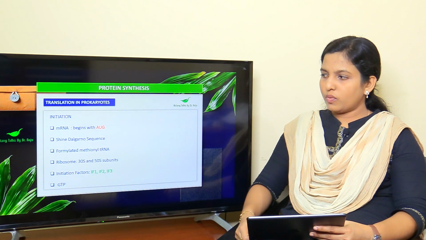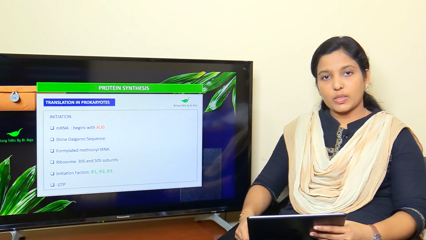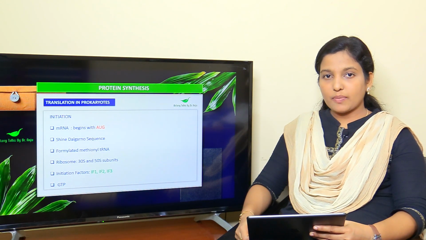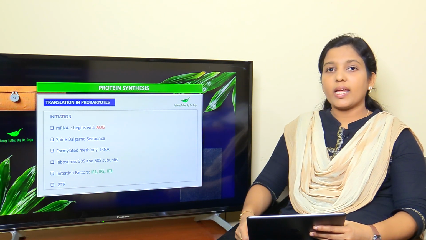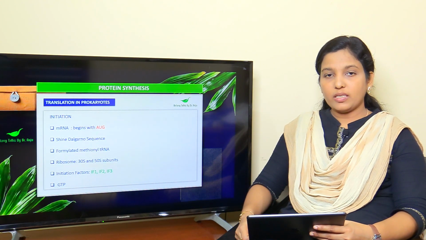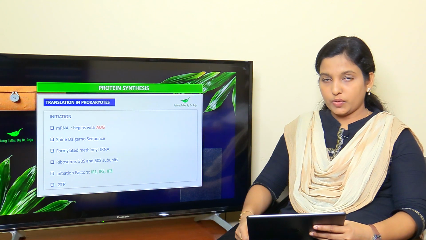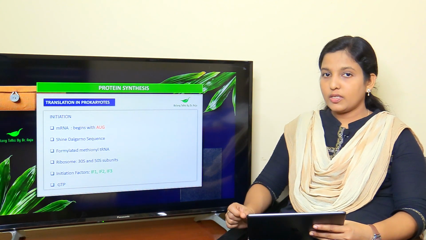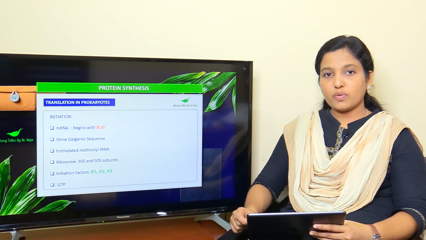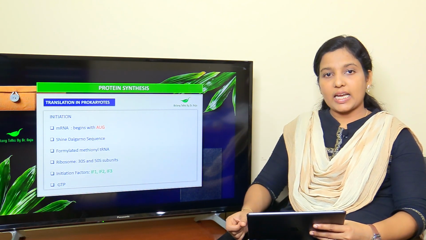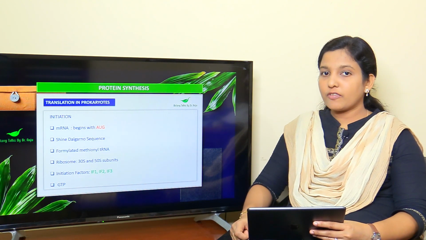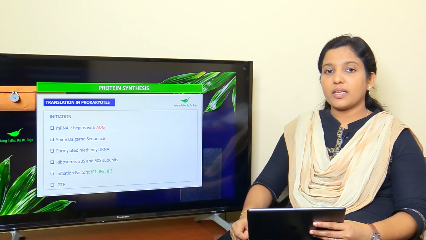Then the second one, what about the Shine-Dalgarno sequence? This is a conserved sequence located upstream of the start codon in mRNA. This is a purine-rich region present in the mRNA molecule. At this region, the initiation complex will bind, or the ribosome will bind, to initiate the process of protein synthesis. This is a specific feature of prokaryotic mRNA molecules.